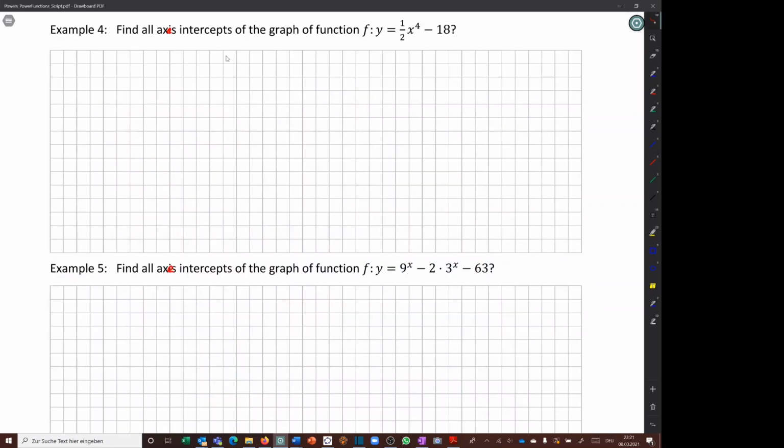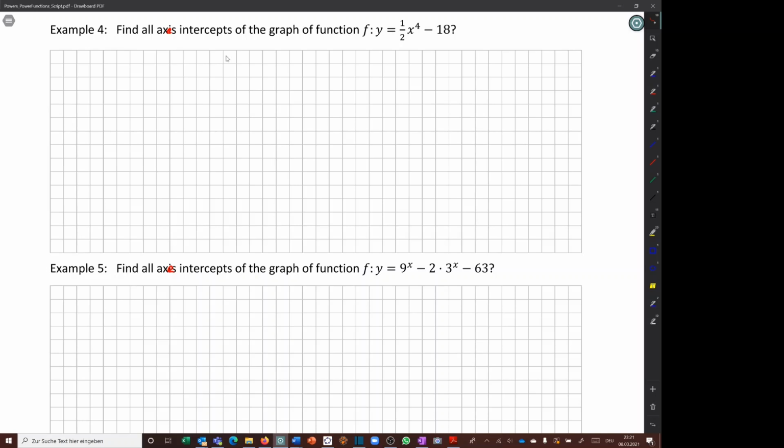In example 4, we want to find all axis-intercepts of the given function y equals 1/2 x to the power of 4 minus 18. So this means the y-intercept and all possible x-intercepts. You can try to solve that on your own, and here comes the solution.